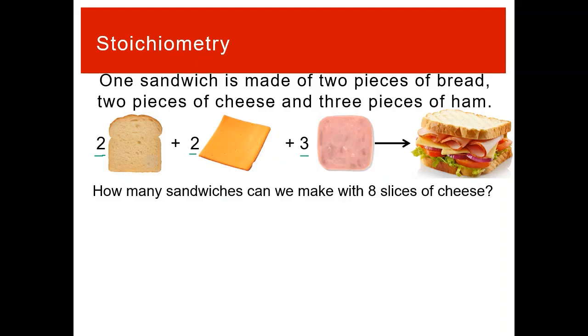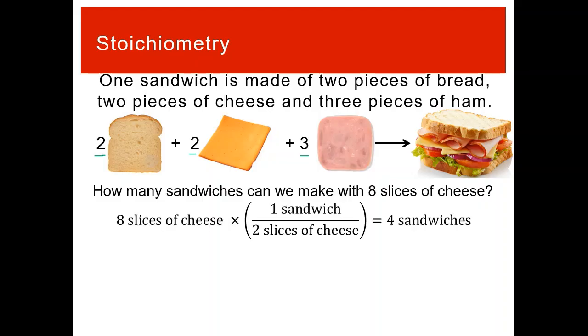We know that one sandwich is 2 pieces of bread, 2 pieces of cheese, 3 pieces of ham. Well, how many sandwiches can I make with 8 slices of cheese? I have some amount of ingredients. How many sandwiches can I make? Do I have enough for what I would need, for example? And how we can think about this relationship is as a unit conversion problem.